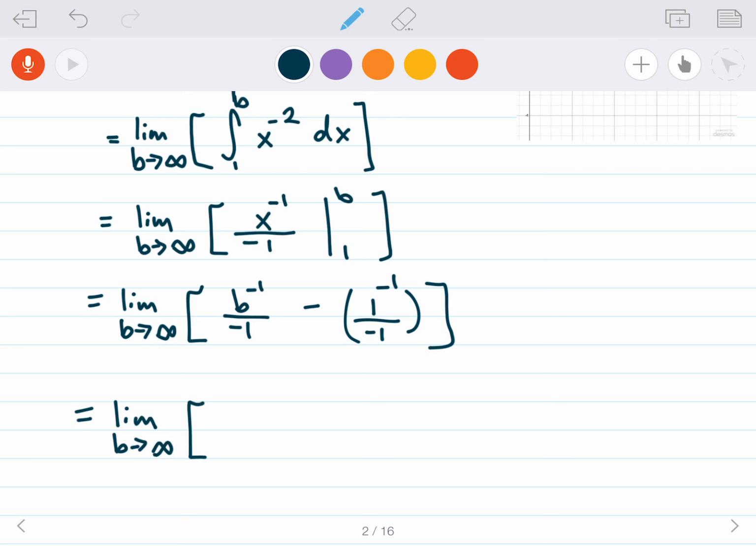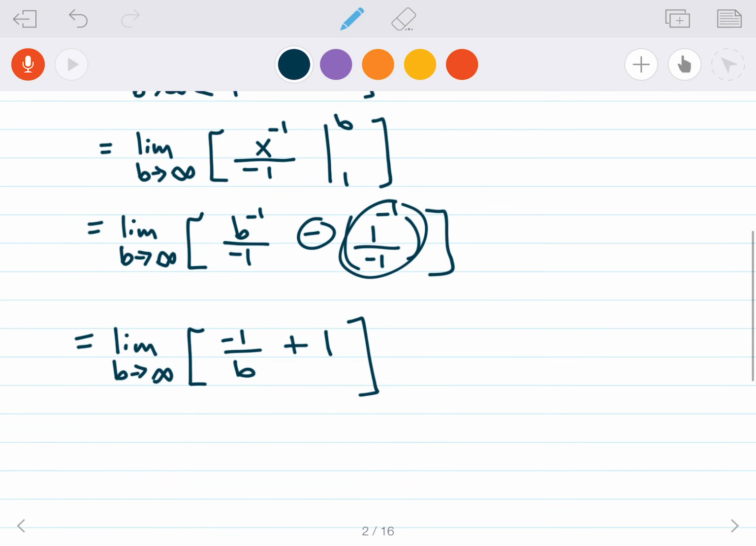So the first expression I'm going to rewrite as -1 over b. And the second expression, the negative is going to, this whole thing's -1. And a negative times a negative is going to give us a +1 right here. And at this point, you can take the limit. So let's go ahead and plug in infinity.